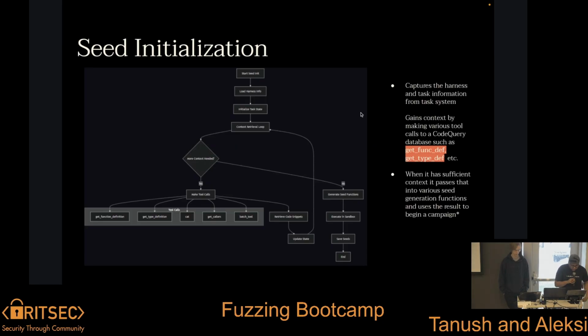You have seed init, load harness, initialize task state, and a context retrieval loop. If we need more context, we'll run our AI system. It can make tool calls: get function, get type definition, cat the file, get callers, batch tools. Then we retrieve the snippets and give them back to our AI system in order to generate seeds, execute them in a sandbox, and then save those seeds. So the idea is we're essentially allowing AI to autonomously generate input seeds, and then it goes through the code base and also autonomously finds interesting inputs.